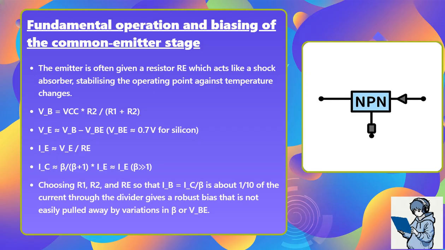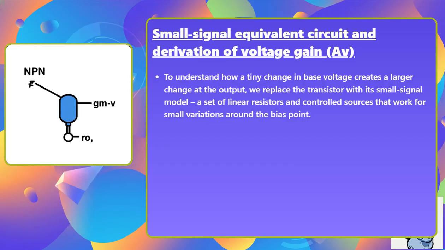Choosing R1, R2, and RE so that I_B, which equals I_C divided by beta, is about 1/10 of the current through the divider gives a robust bias that is not easily pulled away by variations in beta or V_BE. To understand how a tiny change in base voltage creates a larger change at the output, we replace the transistor with its small signal model, a set of linear resistors and controlled sources that work for small variations around the bias point.